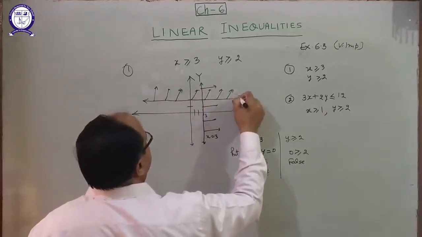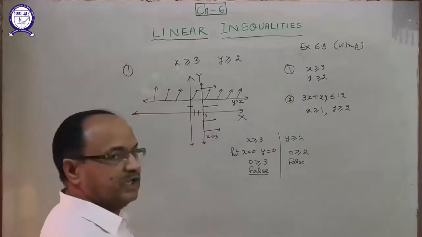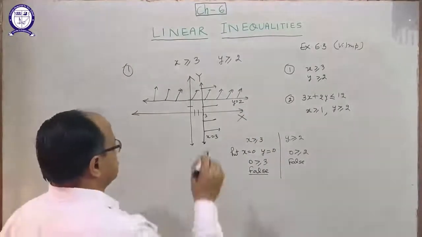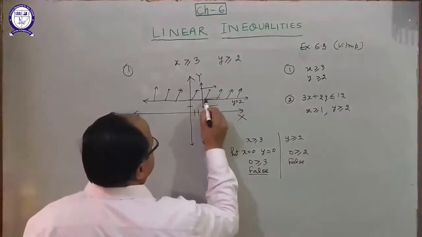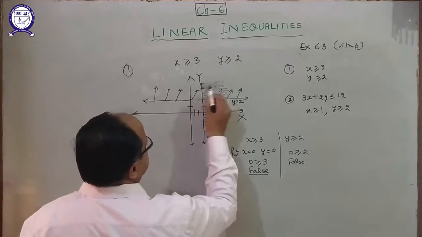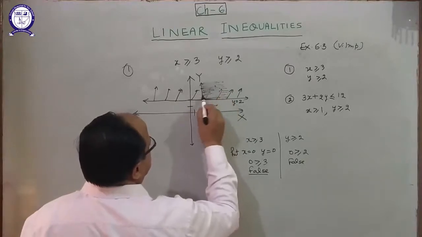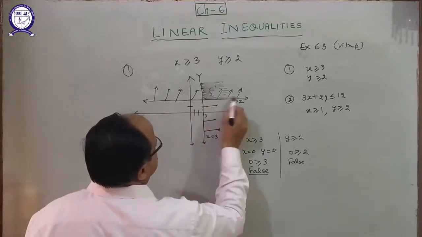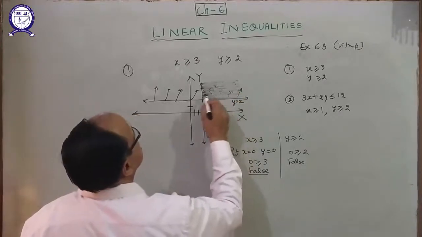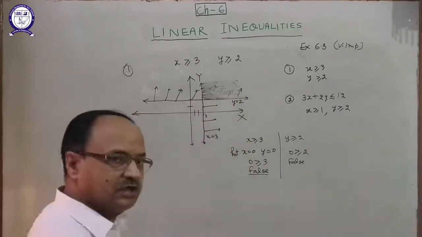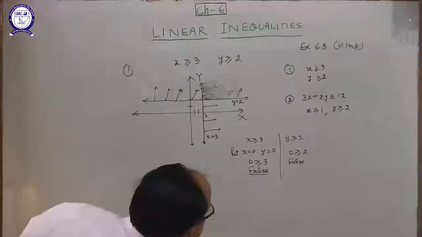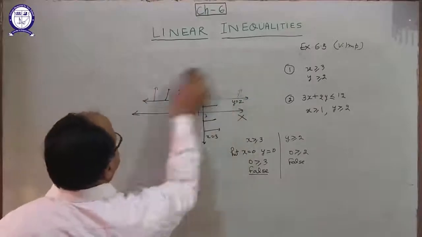Now can you tell me which is the common region? This is the common region, which lies in both. So this is the solution of question number 1. Clear? Correct? Now we solve the second question.